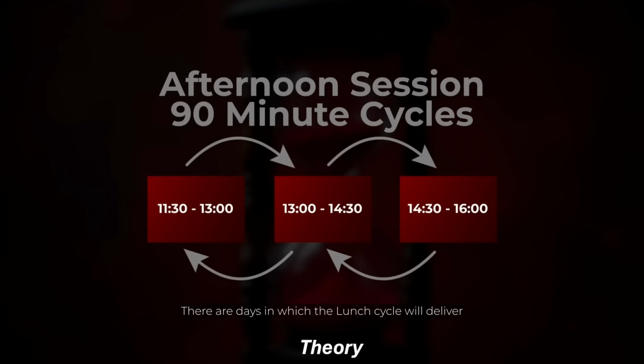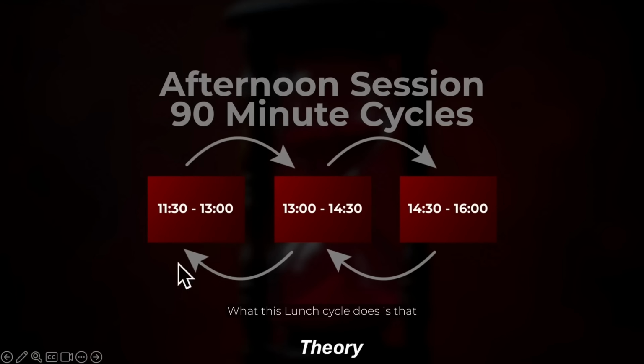There are days in which the launch cycle will deliver a very volatile moment, and that is whenever there's a trending day and the market is in a rush to get somewhere. That is when you can anticipate that they're going to work through launch, so to say. However, on your average day-to-day day, you're likely going to see the market just engineer liquidity between 11:30 a.m. to 1 p.m. What this launch cycle does is that it sets the stage for the delivery which will take place between 1 to 2:30 p.m.